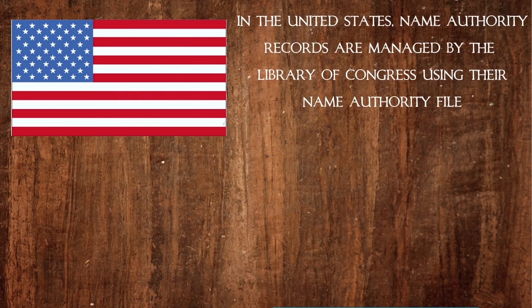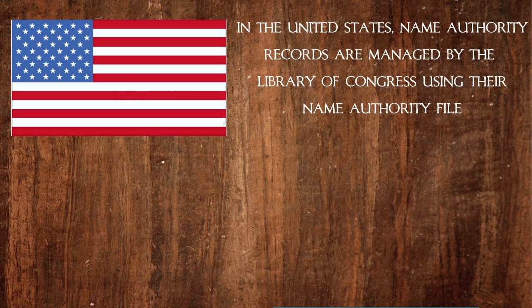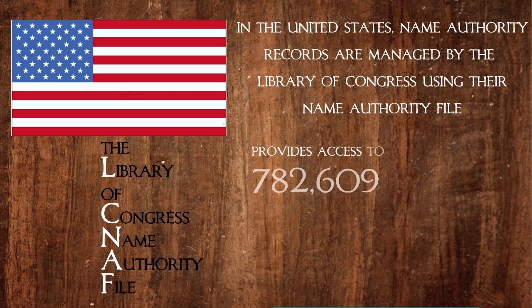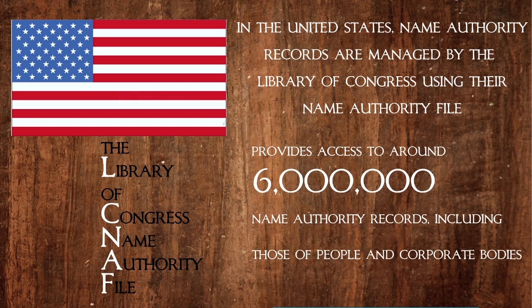In the United States, name authority records are managed centrally by the Library of Congress through their name authority file. The Library of Congress Name Authority File provides access to around 6 million name authority records, including those of people and corporate bodies. Libraries and other organizations also continue to add new authority records to the file as they are needed.